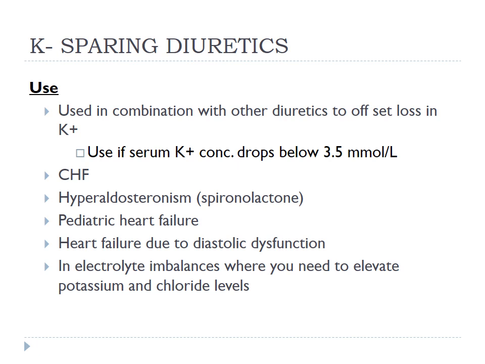So we use this if our potassium concentration drops below 3.5. We use it in CHF. We use it in patients with hyperaldosteronism. Specifically, they use the drug. This in brackets here is the drug that you use. It's not the other name for hyperaldosteronism. If you have hyperaldosteronism, the drug of choice is what is in brackets right here, spironolactone. We use it in pediatric heart failure. I see this drug used all the time in pediatrics. Okay, and we use it in heart failure due to diastolic dysfunction, and for a patient who has electrolyte imbalances where you want to elevate the potassium and chloride values.